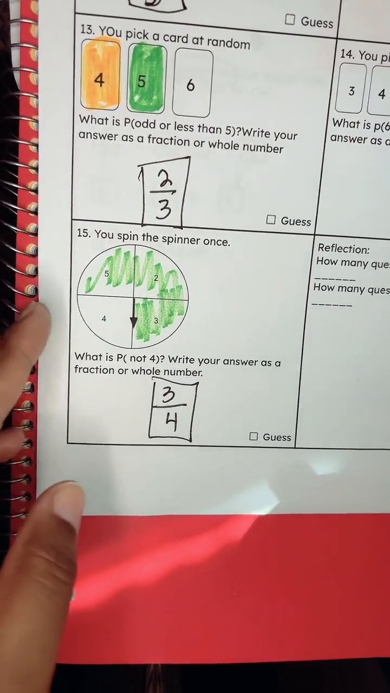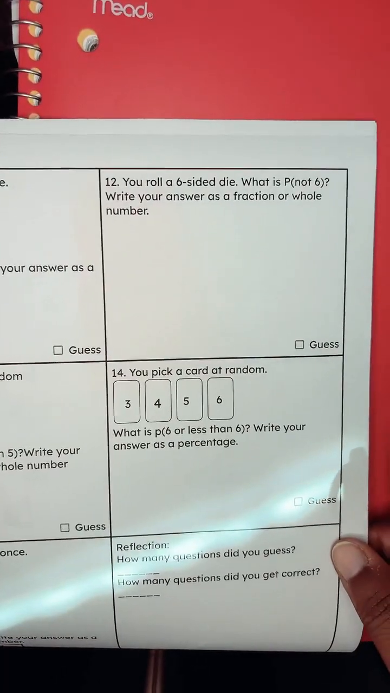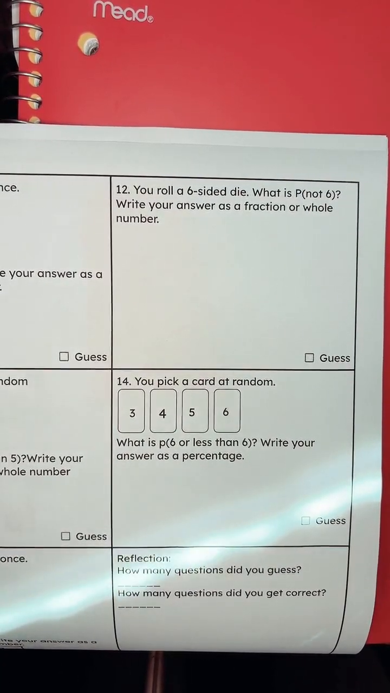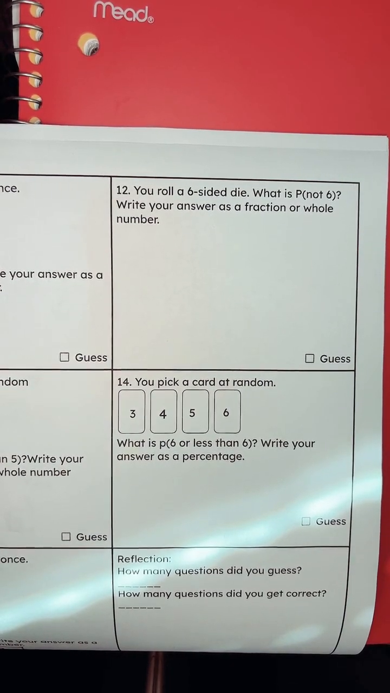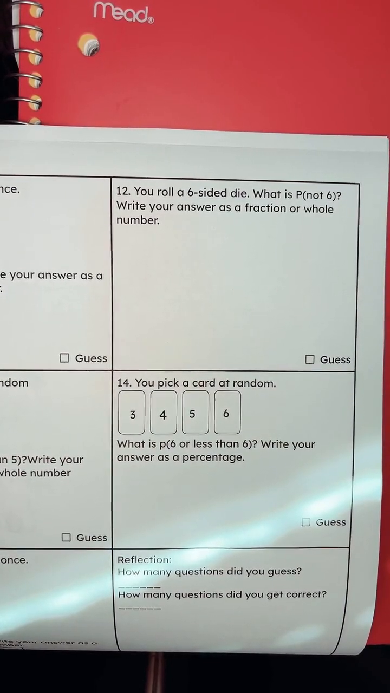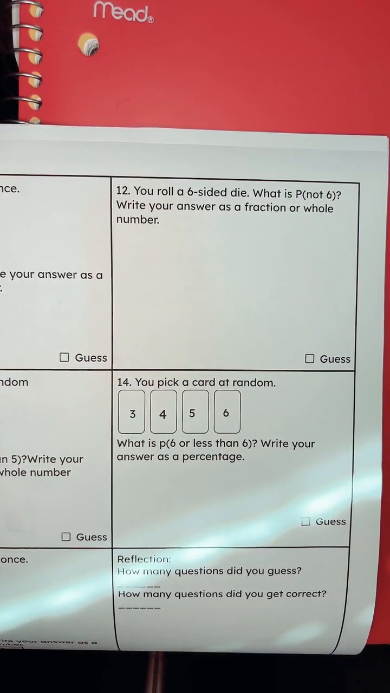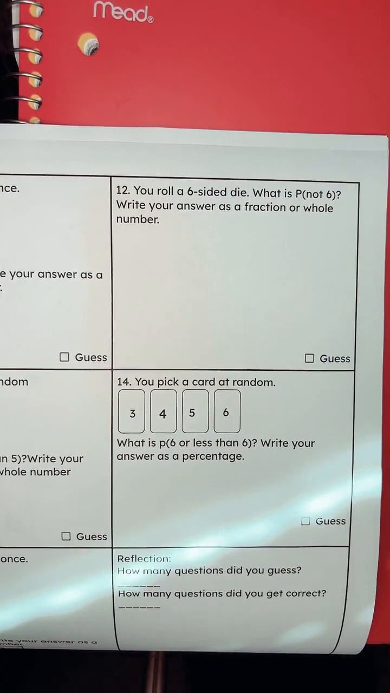Great, you guys. All right. Let's finish out. Number 12. Let me scoot it down a little bit. You roll a 6-sided die. What is the probability of not 6? Let me see those answers in the chat. What do you guys get for number 12? Britt, yes. Breezy, let's go. Perez, PP, yes. Good job, you guys.